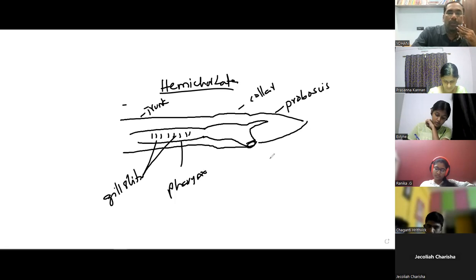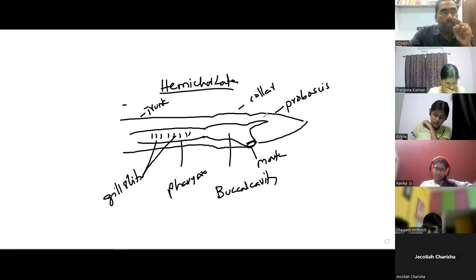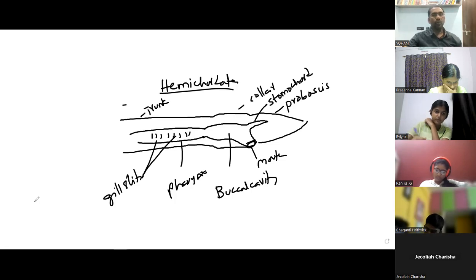This is mouth, buccal cavity, and a small projection arising from buccal cavity is called stomochord. This is called stomochord.